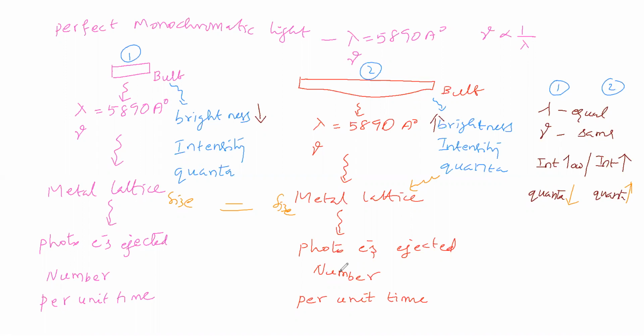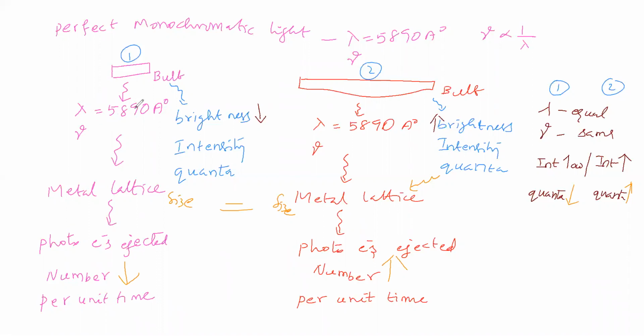You are saying that the number of photoelectrons ejected on the left side is low and on the right side is high. Now we will compare the number of photoelectrons ejected with the frequency, with the wavelength, and with the intensity of radiation. Okay, so now we will see.